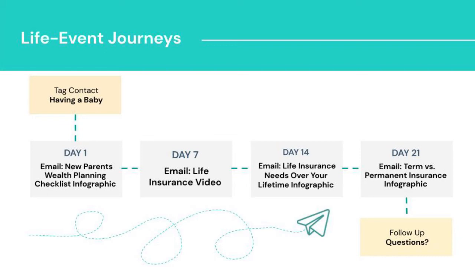Day 7, the video that I just showed you, that's going to go out. So it's a 2-minute video, starting to drop in some of those key terms: term versus permanent, death benefit, why other people get life insurance. So it's a great piece to just kind of educate in that sense. Then day 14, the life insurance needs over your lifetime infographic is going to automatically go out. And this is a piece that talks about each decade, why people consider getting life insurance, and then what the proceeds could possibly help cover in their lives financially. What are they doing it for? And then day 21, the term versus permanent insurance infographic goes out, kind of just summarizing the difference.